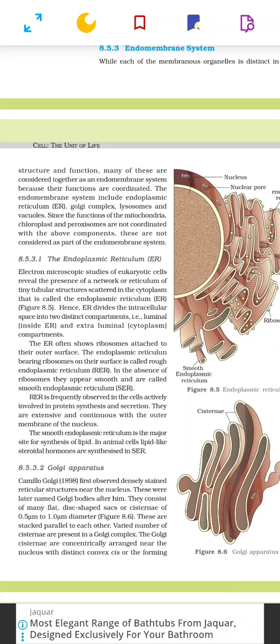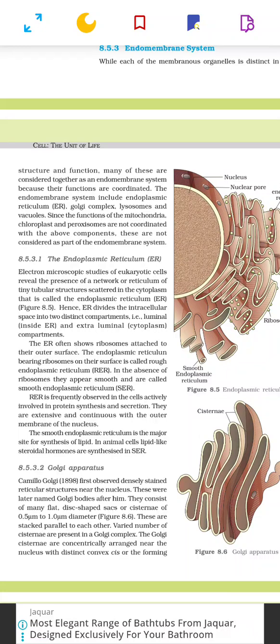Endoplasmic reticulum. Electron microscopic studies of eukaryotic cells reveal the presence of a network or reticulum of tiny tubular structures scattered in the cytoplasm, called the endoplasmic reticulum. Hence, the ER divides the intracellular space into two distinct compartments, that is, the luminal compartment inside the ER and the extraluminal cytoplasmic compartment. The ER often shows ribosomes attached to its outer surface. The endoplasmic reticulum bearing ribosomes on its surface is called rough endoplasmic reticulum. In the absence of ribosomes, it appears smooth and is called smooth endoplasmic reticulum, that is, SER.